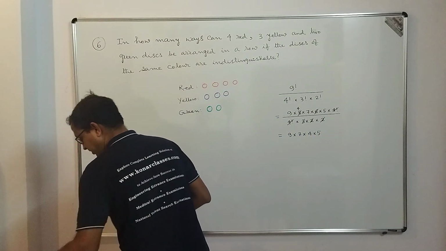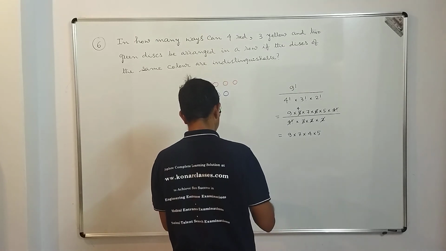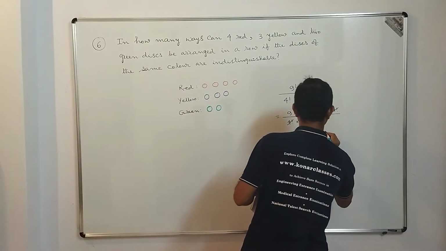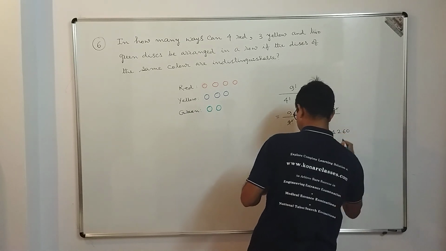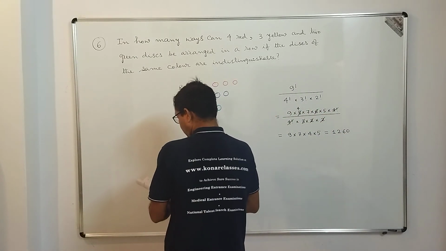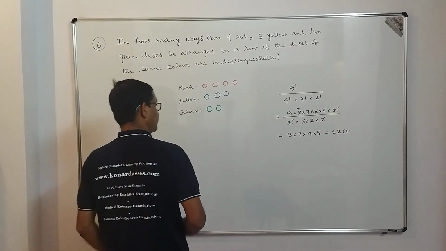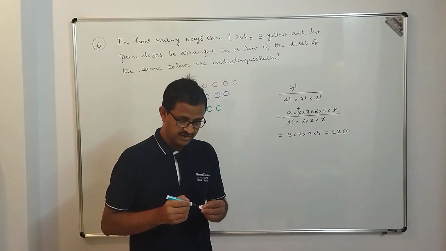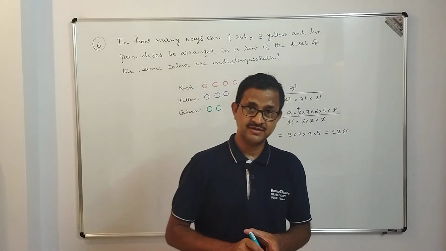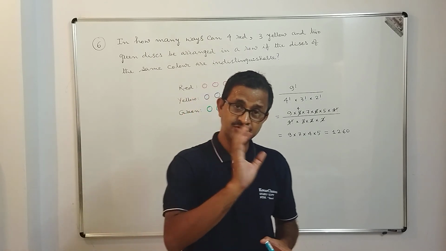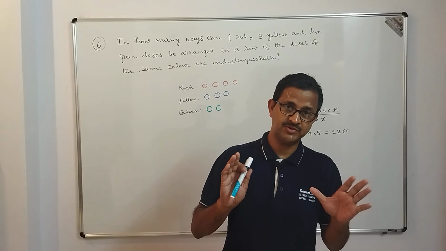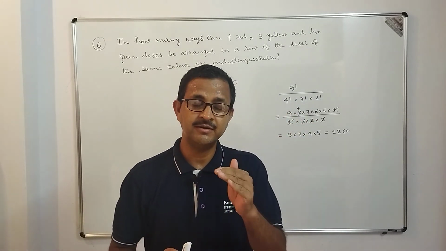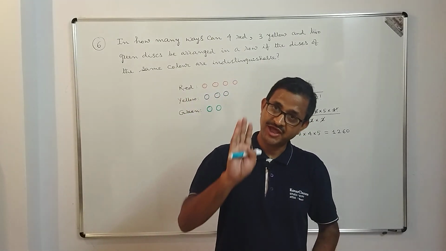So if I write down that number, it comes to 1260. Okay, with this note I would like to conclude the session here. In the next session we will discuss one question, and that will end the discussion of the fundamental level of questions on permutation. Thank you very much.